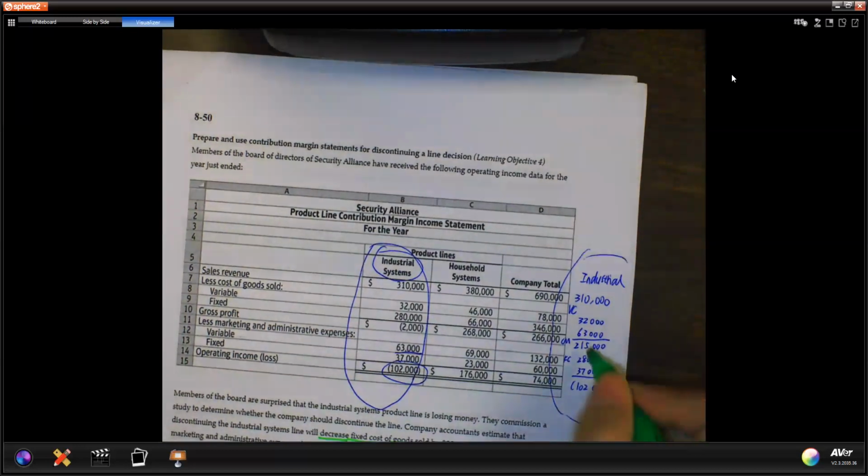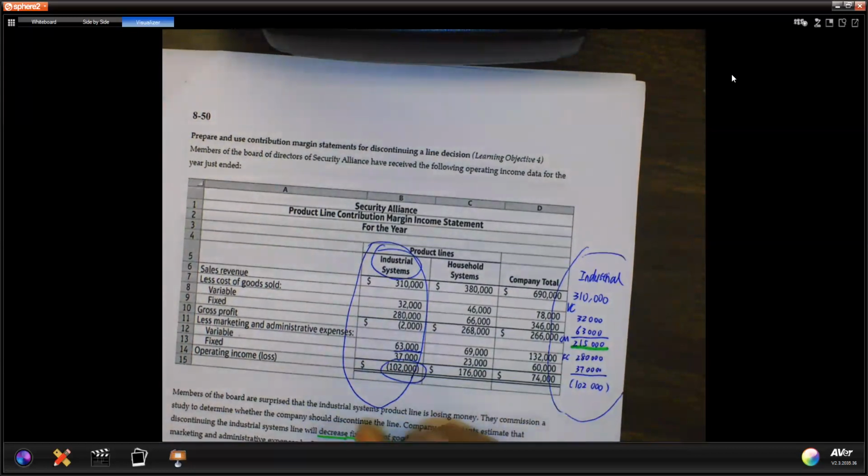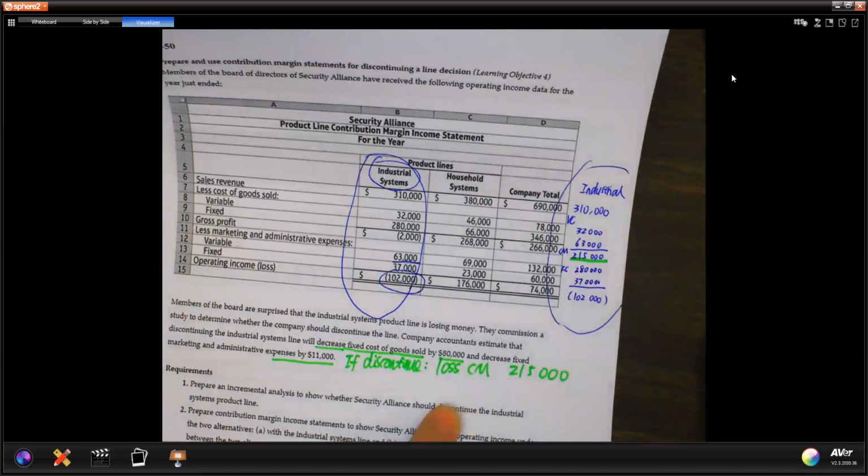So our contribution margin is a positive 215. So if we discontinue, we will lose contribution margin of 215,000.